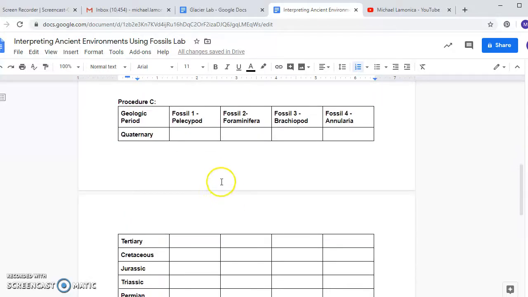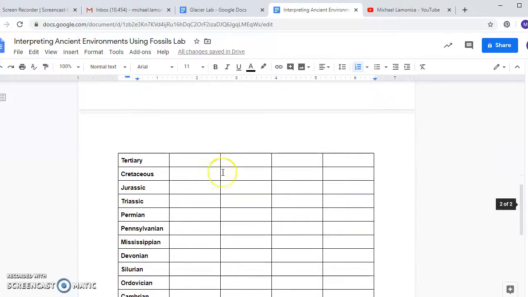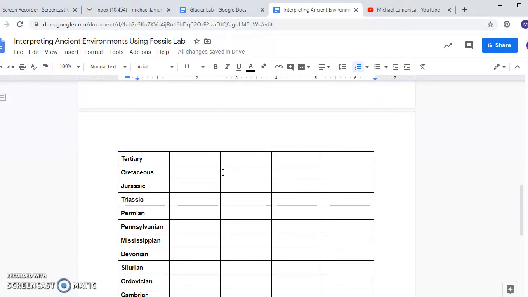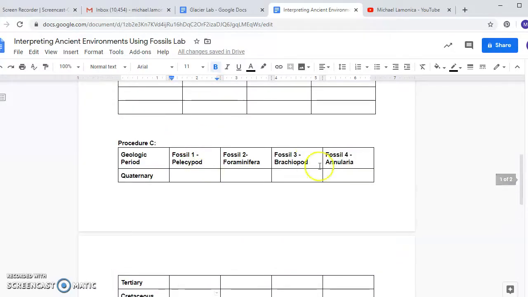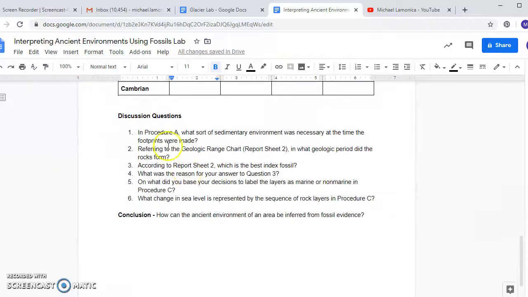For procedure C, on the lab I drew arrows. What you could just simply do here is put in X's like this to show the arrows. I'll just delete those. But you could do that. So you could put in the X's to show the different time periods for the 4 different fossils labeled up there. And then here are the questions that we just went over.